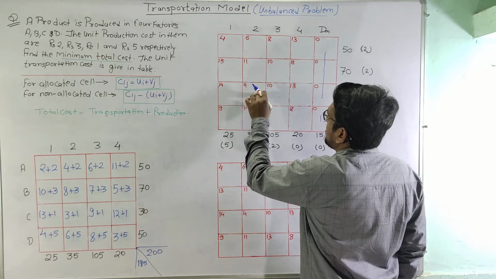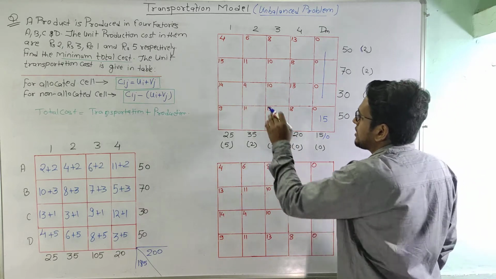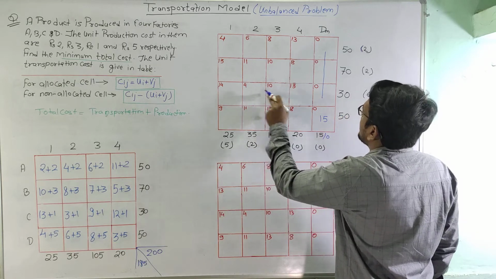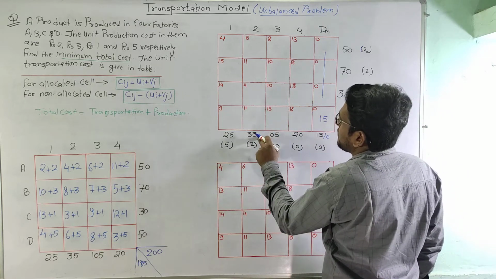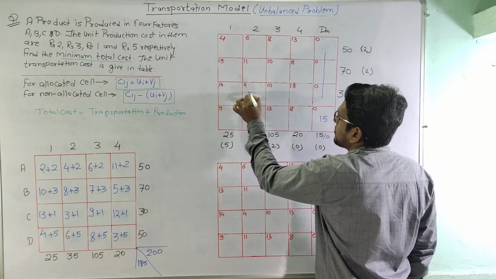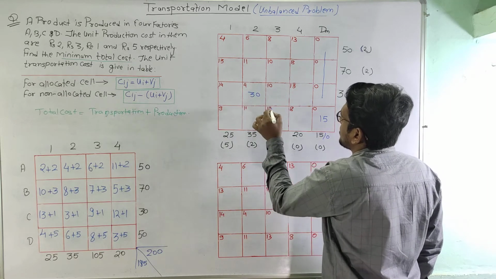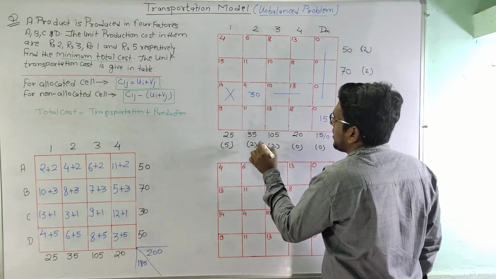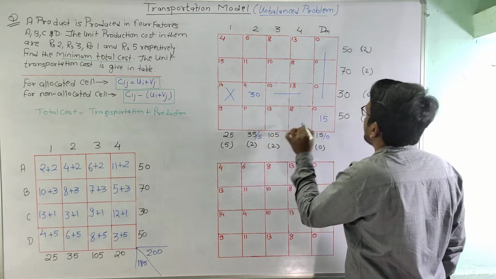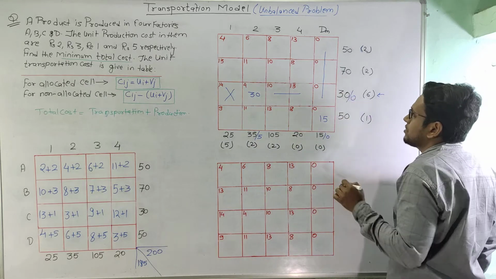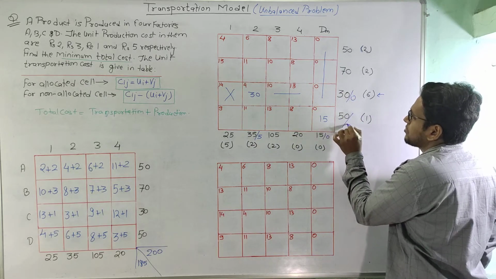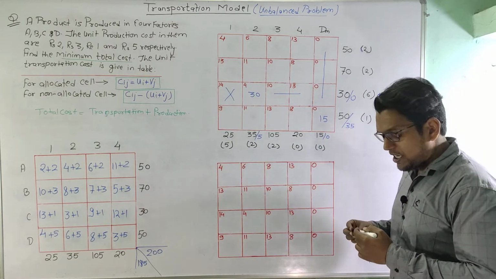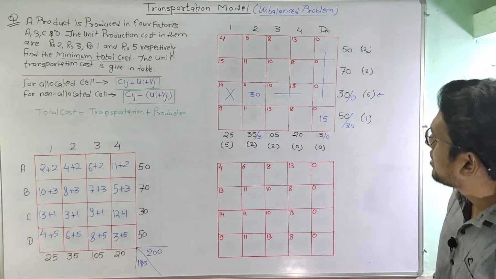So 4 is the minimum total cost here. That means we will try to allocate as much as possible here. So the demand is 35, the supply is 30, that means out of 35, 30 can be fulfilled. So this is 30. Once this 30 is fulfilled, no allocation can be done in this row, and this has been reduced to 5, this has been reduced to 0, okay, and this has been reduced to 35.